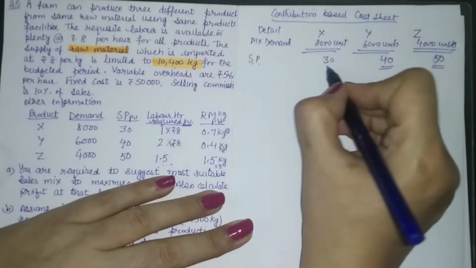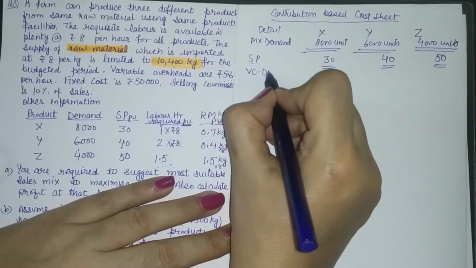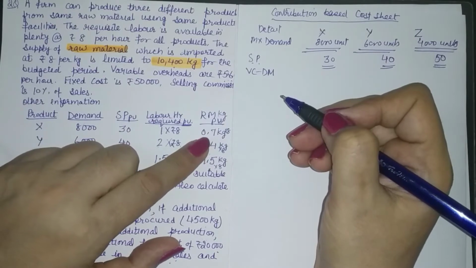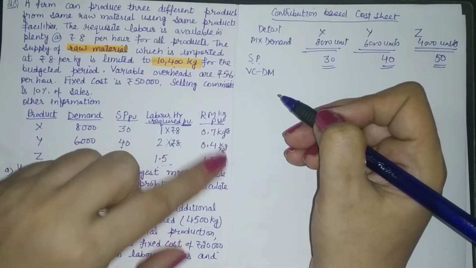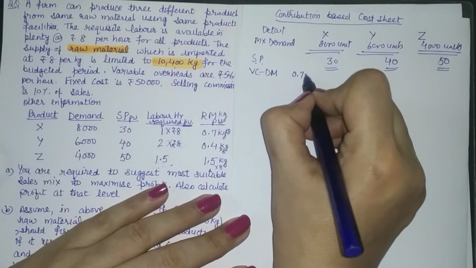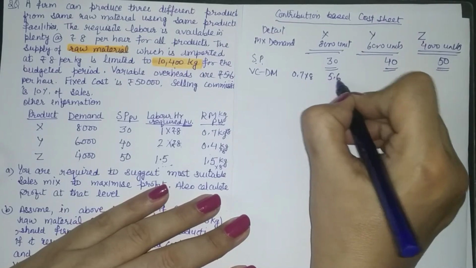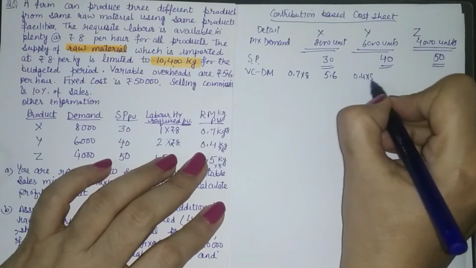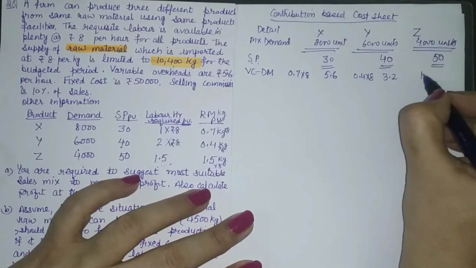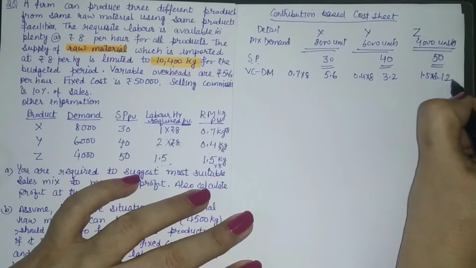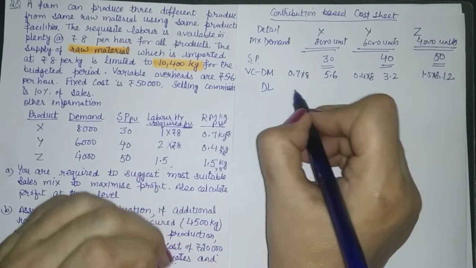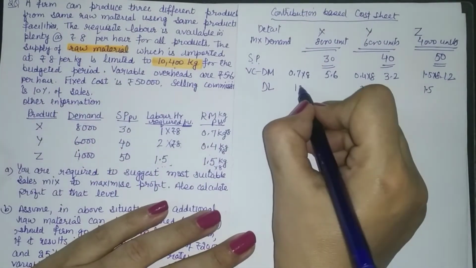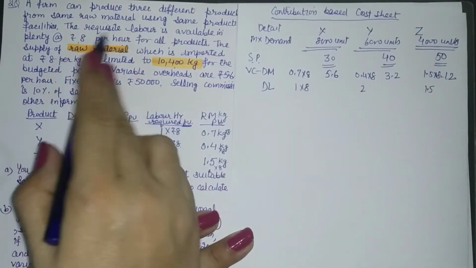Now variable cost components. Variable cost includes direct material. Now direct material is 0.7 kg per unit at the rate of 8 rupees per kg. So inner column will include the calculation and in the outer column we will record the amount. Herein it is 0.4 at the rate of 8 rupees per kilogram, 3.2 and 1.5 at the rate of 8, 12. Then direct labor. Labor hours are 1 hour, 2 hours and 1.5 hours. Rate of labor is also 8 rupees per hour as given.